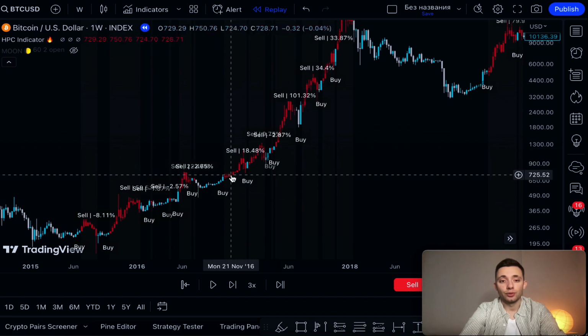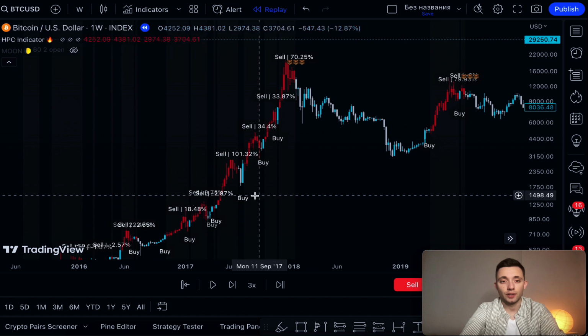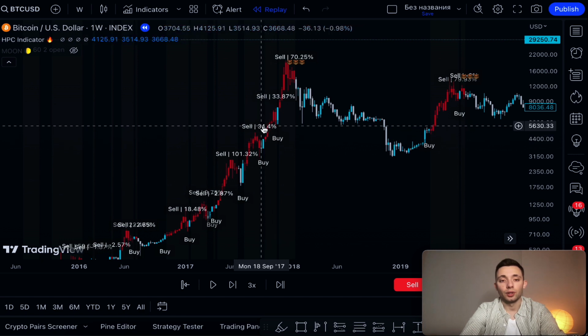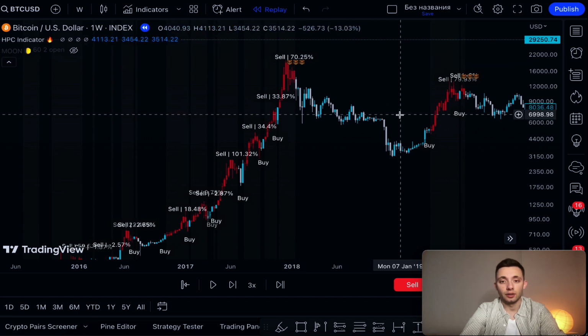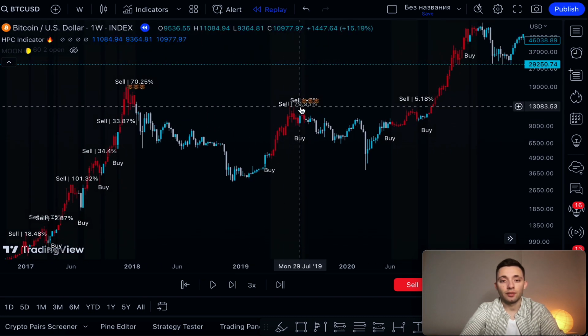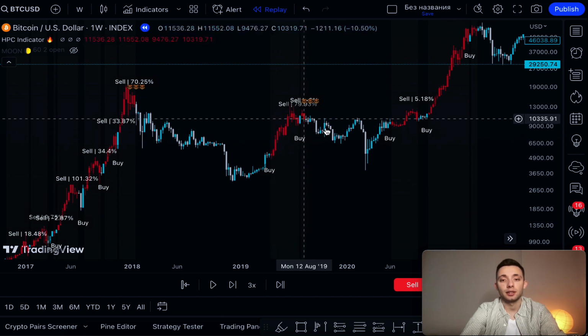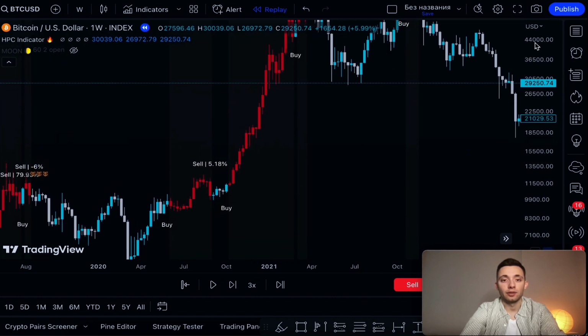You had the huge rise for Bitcoin in 2017, and all those huge rises were caught by this indicator. More than 100% in this one trade, more than 34%, more than 33%, and more than 70% of profit caught by this indicator. We had more than 79% of rising caught in July 2019. We had Bitcoin rising, and it was also caught by this indicator.